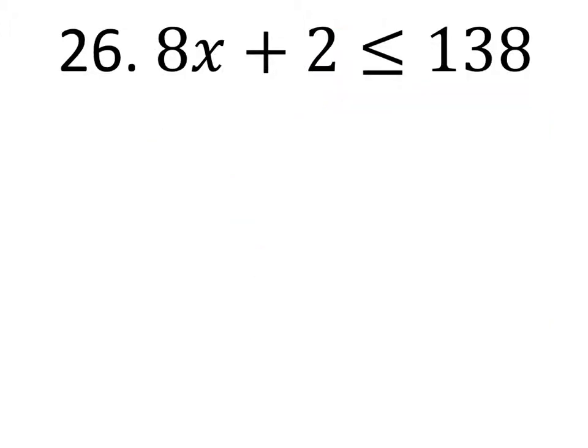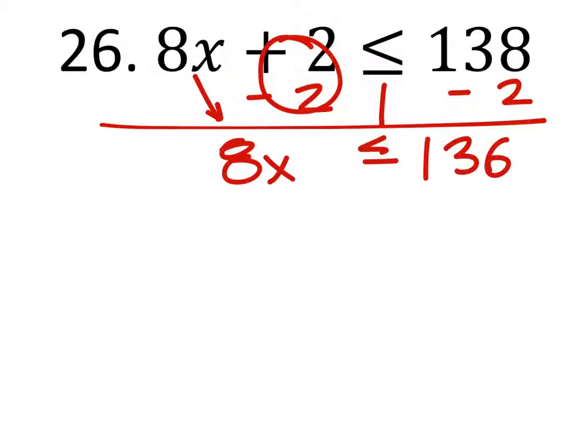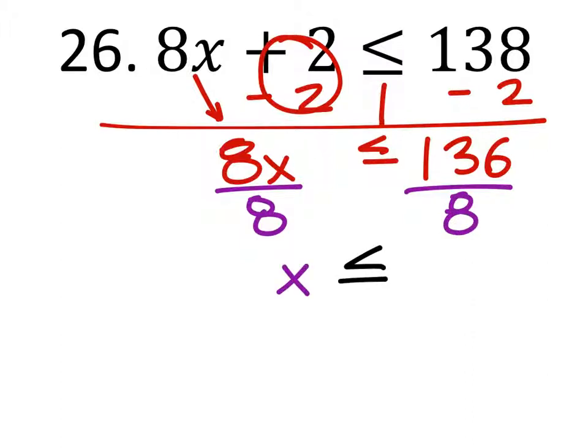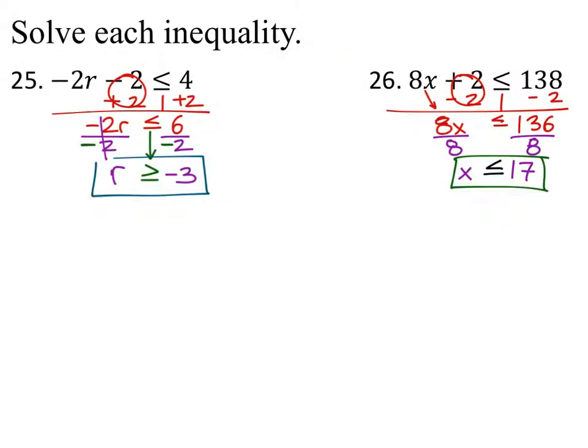All right, here is number 26. We'll go ahead and solve this one. We've got to get rid of that plus 2, so we're going to zero it out by subtracting 2 from both sides of the inequality. That zeroes out. We still have the 8x, and this is less than or equal to 136. Then we'll divide both sides by 8. Now we're dividing by a positive, so that's going to keep the inequality as less than or equal to. And 136 divided by 8, go and plug that into the calculator, will give you 17. So x is less than or equal to 17 is the answer for number 26. So there's 25 and 26.